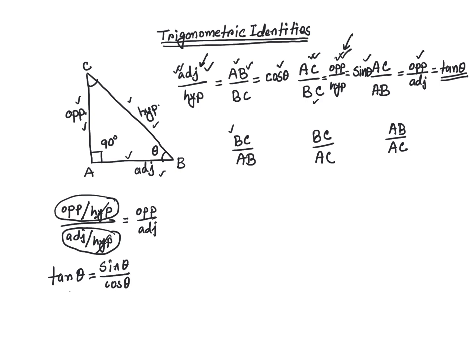Now let's go ahead and talk about this. AB over BC, and the reciprocal of that is BC over AB, which is technically going to be 1 over cosine of theta. And we give it a special name. We call it secant of theta, SEC, secant of theta.